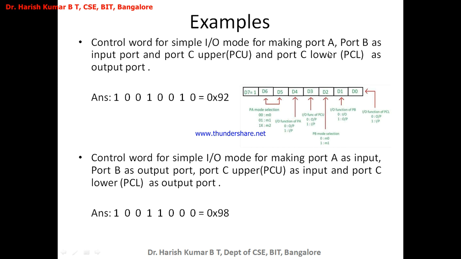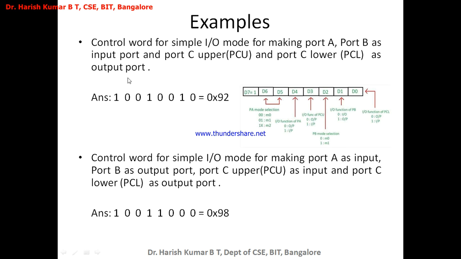There is no bit reserved for port C, but port B operates in 2 modes and port A operates in 3 modes. Now in what mode do I have to operate port A? I have to operate it in simple IO mode, or mode 0. So these 2 bits should be 0 0. I have made them 0 0. Then port B also has to operate in simple IO mode, so this is the bit reserved for port B. The D2 bit, the 3rd bit from the right, is also made 0.